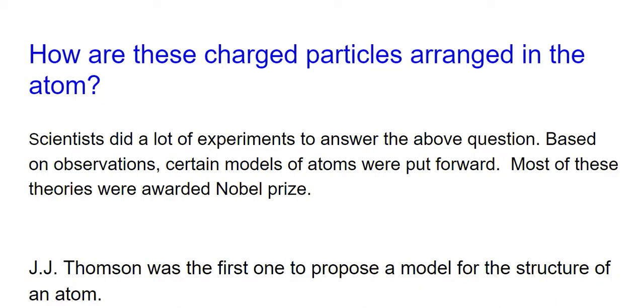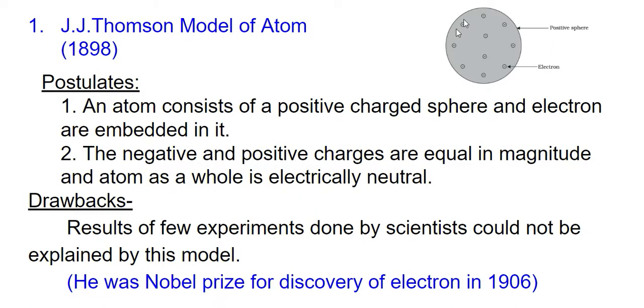Scientists did a lot of experiments to answer this question. Based on their observations, certain models of the atom were put forward. Most of these theories were awarded the Nobel Prize. J. J. Thomson was the first one to propose a model for the structure of an atom. His model looked something like this. The whole atom is made up of a positively charged sphere and some electrons are embedded in it, just like plum pudding. In pudding we have plums. So the pudding is the positive charge and the plums are electrons.